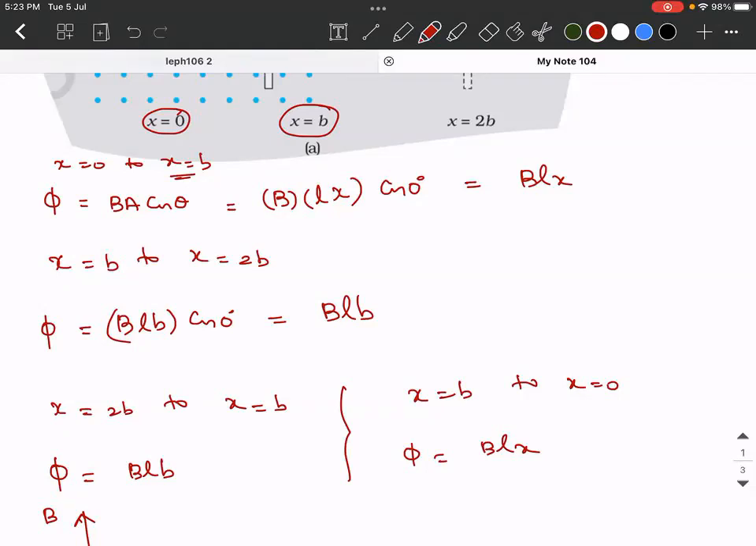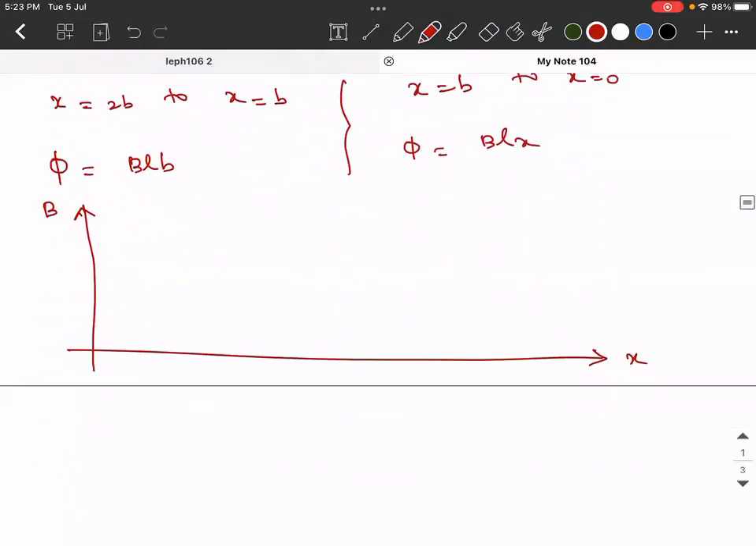Let's figure this instead, right? Is it clear or not? Okay. Now, shall we try to draw the graph between the flux and the distance? So, how will the graph look like?